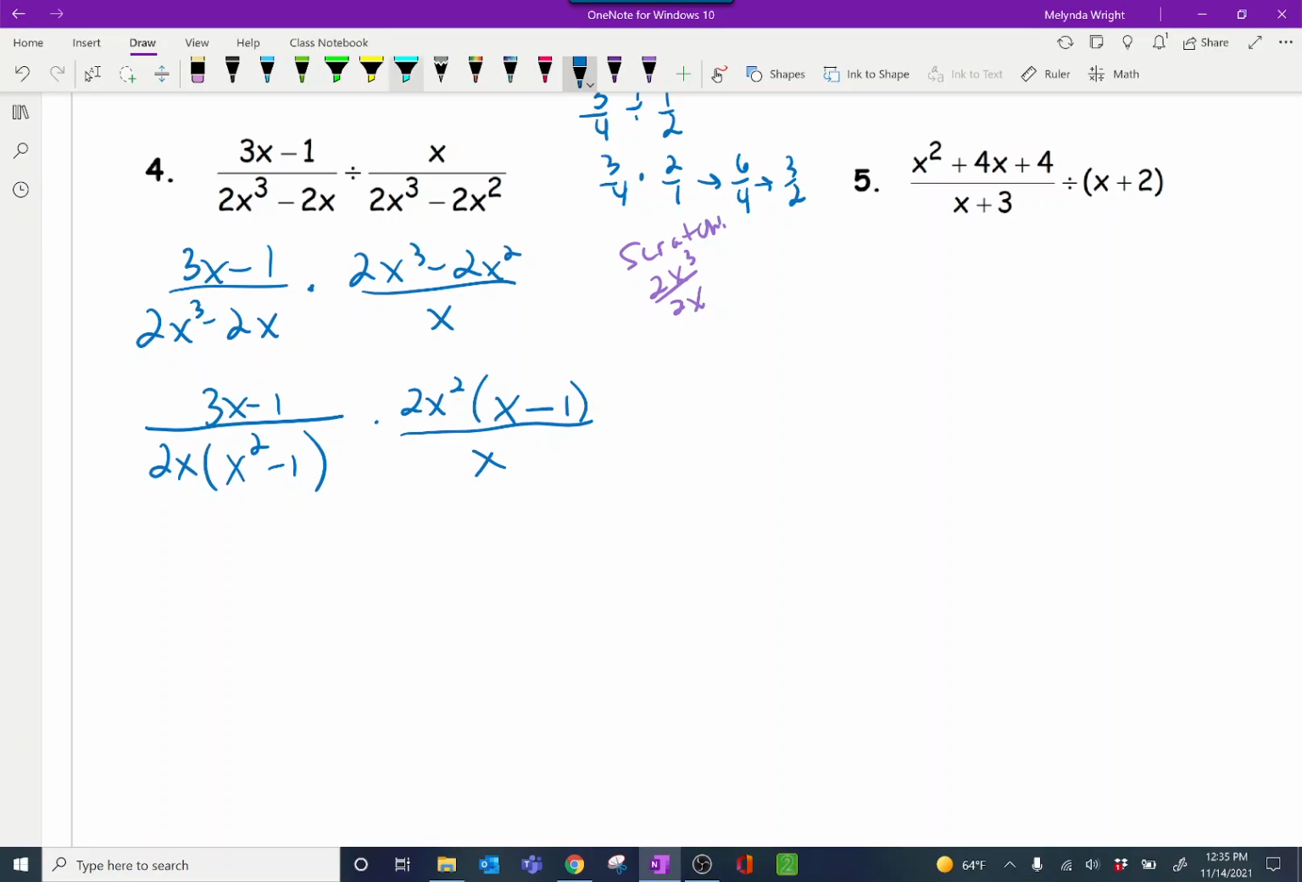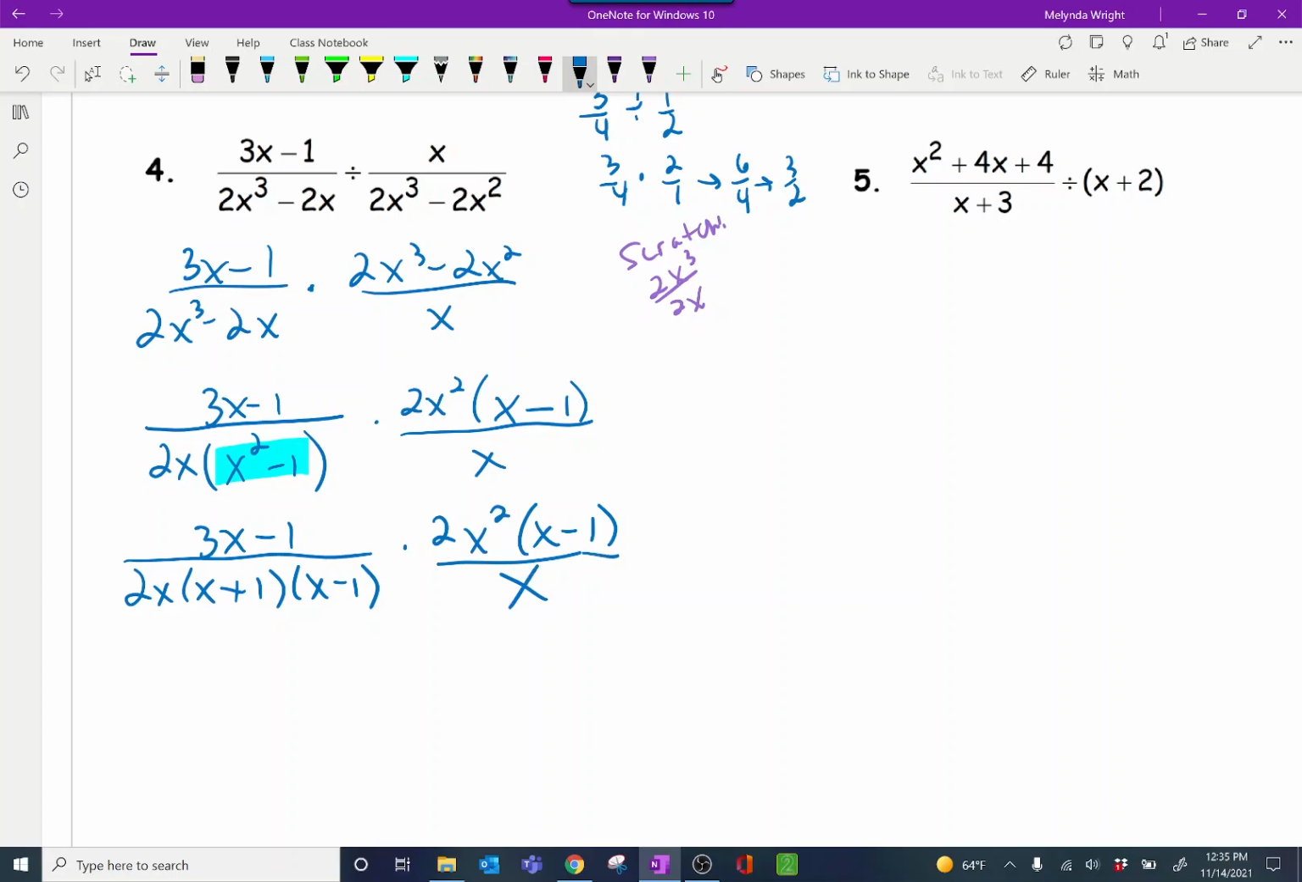Oh, looky here. It looks like this little guy right here we can continue to factor. That is the difference of perfect squares. So let's go one more factoring. So I have 3x minus 1 over 2x times x plus 1, x minus 1 times 2x squared times x minus 1 over x. Okay, so let's see what we can cancel out now. I see I've got an x minus 1 here and an x minus 1 here. Okay, fantastic. Those go away because the same factor over itself is 1.